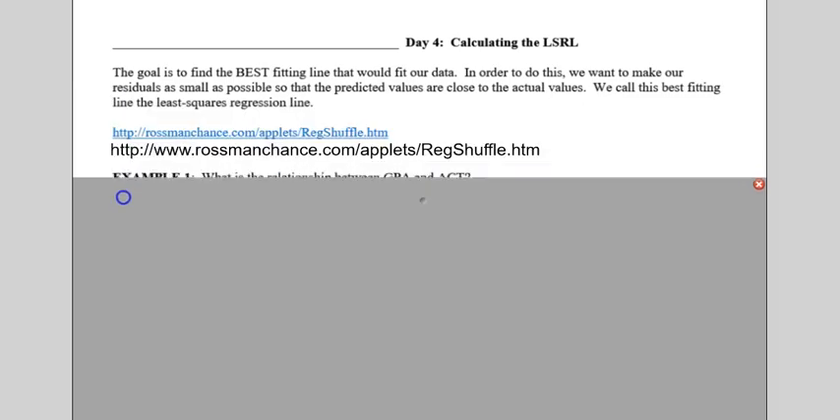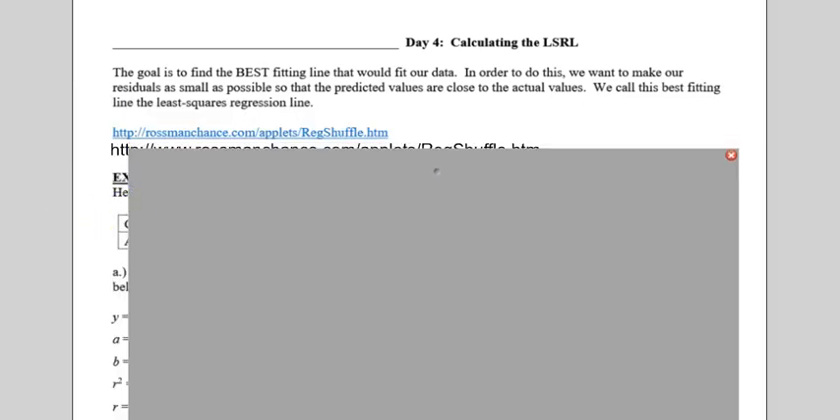All right, so day 4 is calculating the LSRL, the least squares regression line. Okay, regression line. So, real quickly, least squares regression line.